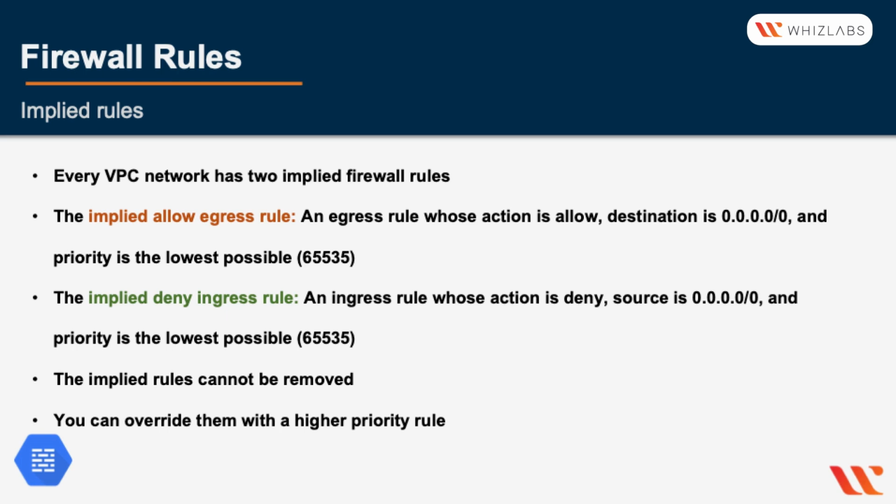Then there is the implied deny ingress rule. This is an ingress rule whose action is to deny and the source is 0.0.0.0. The priority for this is also the lowest priority, and it protects all instances by blocking incoming traffic to them. The implied rules cannot be changed. You can't override them with a higher priority rule.